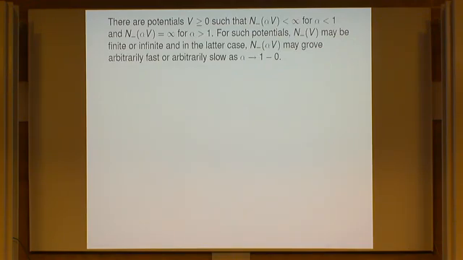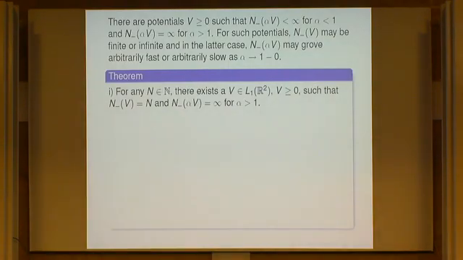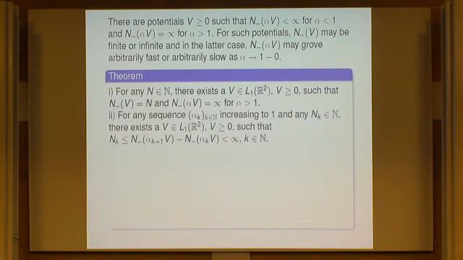I cannot prove any given growth there, but I can prove arbitrarily fast or arbitrarily slow. This I can prove. So for example, this is the last result, and I stop here. You can have a potential where the number of negative eigenvalues is whatever you like, finite, and then when you increase the coupling constant over 1, it immediately becomes infinite. So you can have the situation where this is infinite, and then the number of negative eigenvalues grows arbitrarily fast.